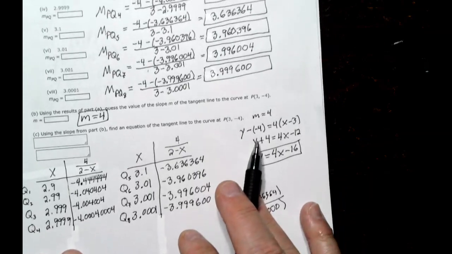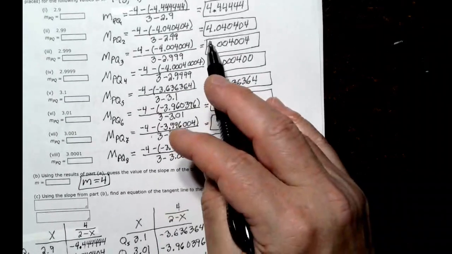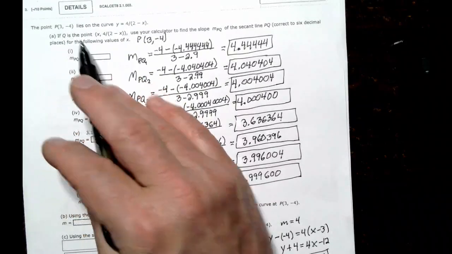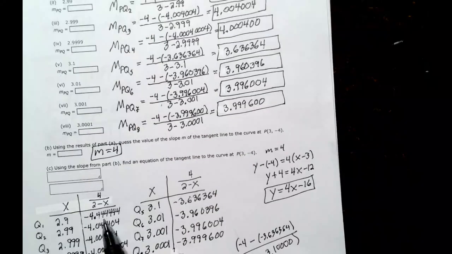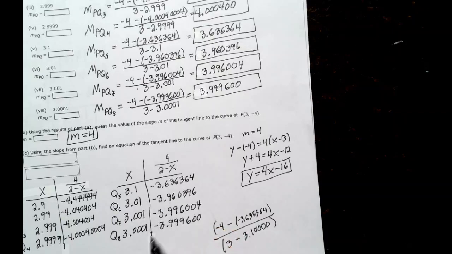And now you just have to do the slope formula over and over again with each one of these points. So you use the point 3, negative 4 with this first point, then 3, negative 4 with that point, 3, negative 4 with that one, and then with that one. And same thing over here, over here, over here.